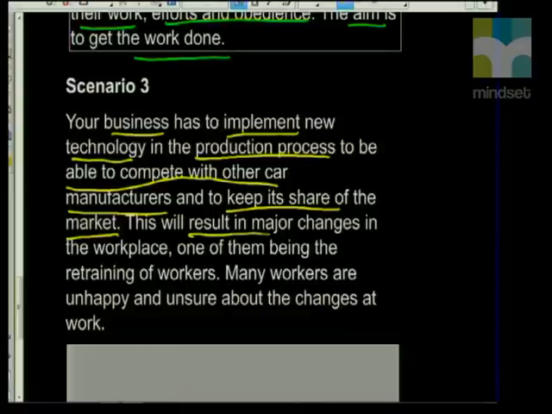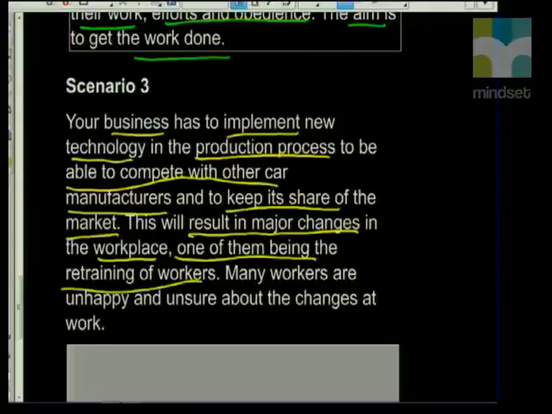Now, this will result in major changes in the workplace, and one of them being the retaining of workers. Now, many workers are unhappy and unsure about the changes at work. This scenario, there's a lot happening here, so it's important to break it down and have a look at exactly what's happening here. So, firstly, there are major changes happening.